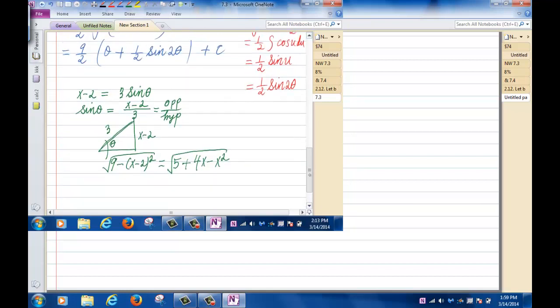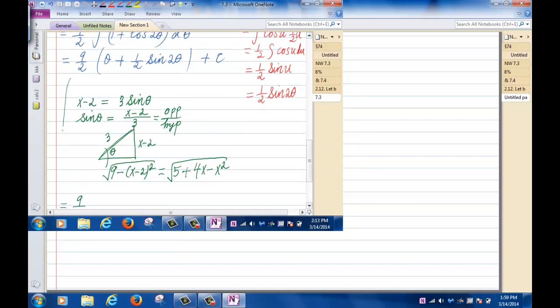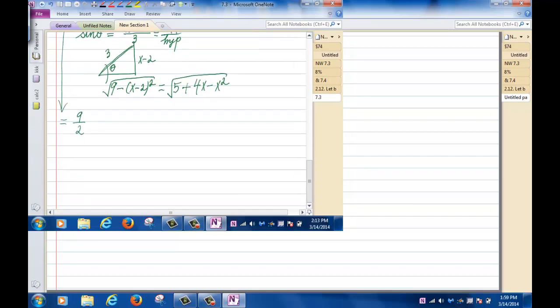Remember, my result was 9/2. I'm coming from the integral, right? So this was the value of my integral. And I had 9/2 times theta plus half sine 2 theta, right? And before I can write this in terms of x, sine 2 theta, I have to write it in terms of just theta. So you have to apply another trig identity, which is 2 sine theta cosine theta.